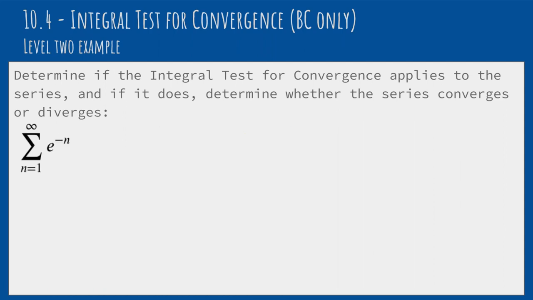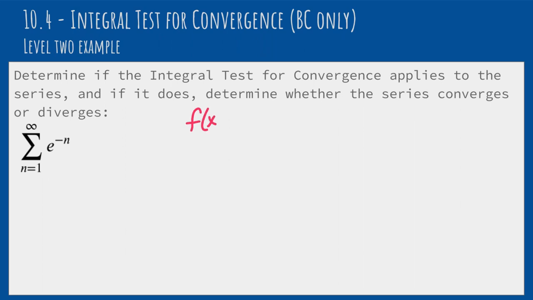Now, in this example, as n gets bigger, the terms do approach zero. So this is a candidate for the integral test. The first part of the question says determine if the integral test applies to the series. And since the terms, as n gets bigger, are going to get smaller because e to a big negative power is going to be close to zero, those terms are going to be decreasing. So e to any power is positive, but e to a bigger negative power is going to be closer to zero than e to a smaller negative power. So the terms are positive and getting closer to zero, so the integral test applies.